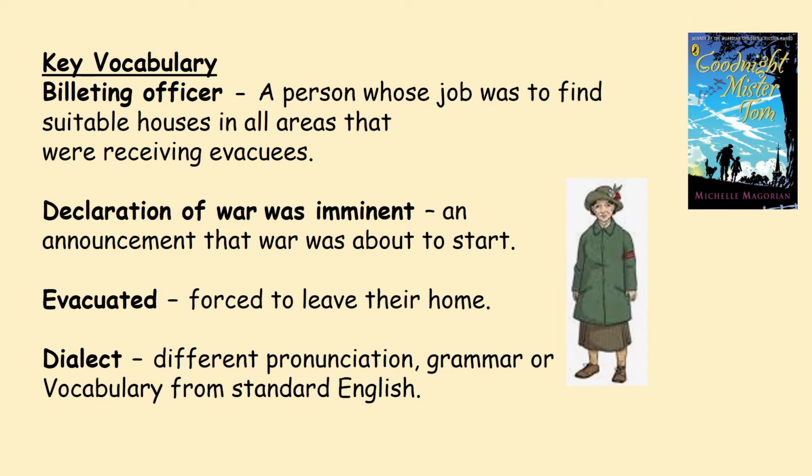So the key vocabulary for the text we're going to be reading: billeting officer, and this is the person whose job it was to find a suitable home for the evacuees when they arrived. And I've placed a picture there of a billeting officer, and the important point to note is that they wore an armband which signified that that was their role, that they were the person in charge, they were the billeting officer, and that's important when it comes to the extract we see with Goodnight Mr Tom, because it refers to that.